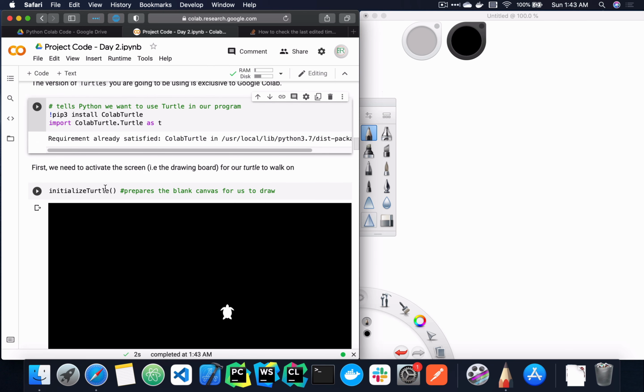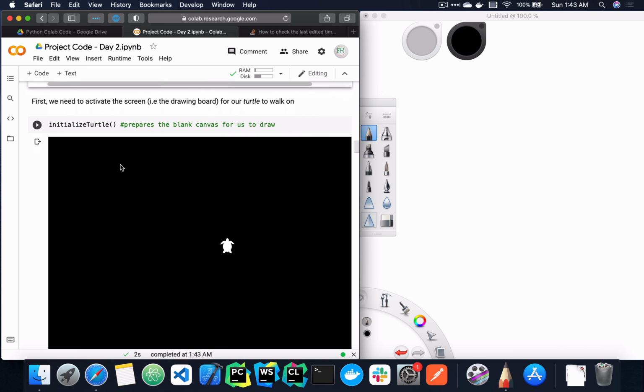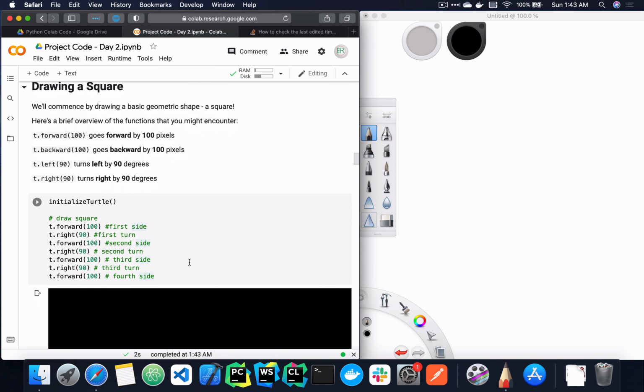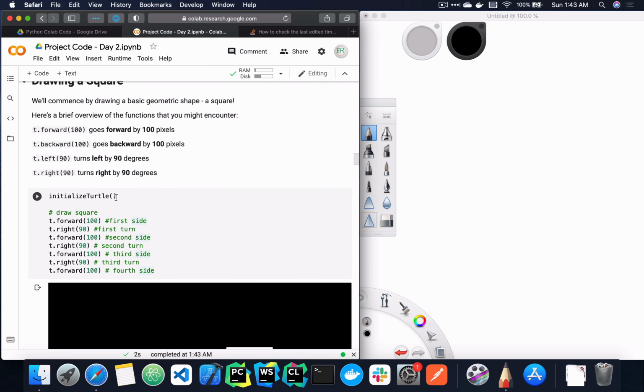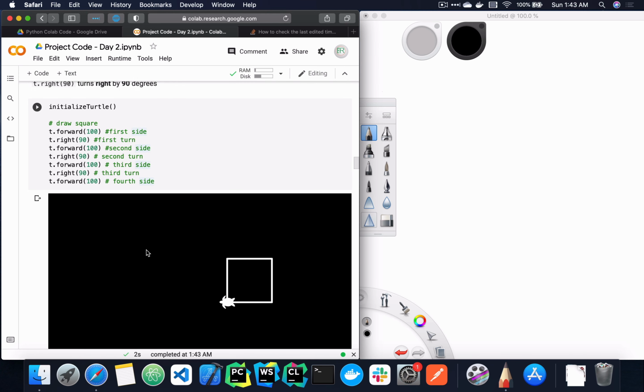Next, we'll move on to the initialize turtle function. This function essentially just activates the screen, so it prepares the paper for us to draw on. Also, remember to call the initialize turtle function at the start of every code block so that a new screen is formed, because we don't want our new drawings to overlap with our previous drawings.